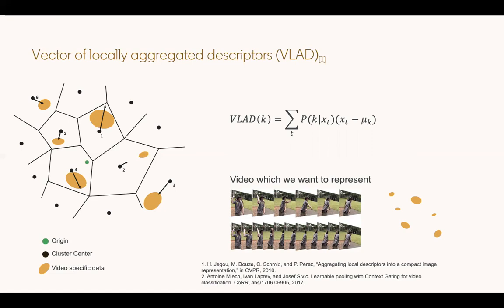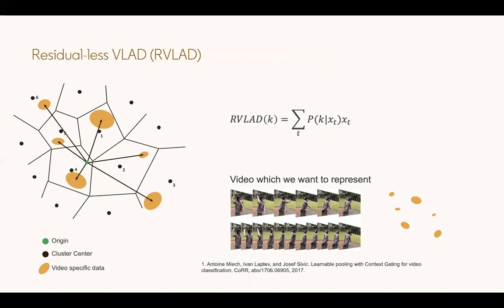VLAD also commonly does something called intra-norm, where for each of the clusters, we normalize these residual vectors using an L2 normalization. So we end up with residual vectors of the same length for each cluster, but they may be pointing in different directions, depending upon where the video's data is for a specific cluster. This technique also works pretty well. Another approach is residual-less VLAD, where it's just VLAD, but we remove the aspect of the cluster-specific centroid. So we do not subtract the cluster-specific centroid. We simply use the video-specific means for each cluster as our representation.